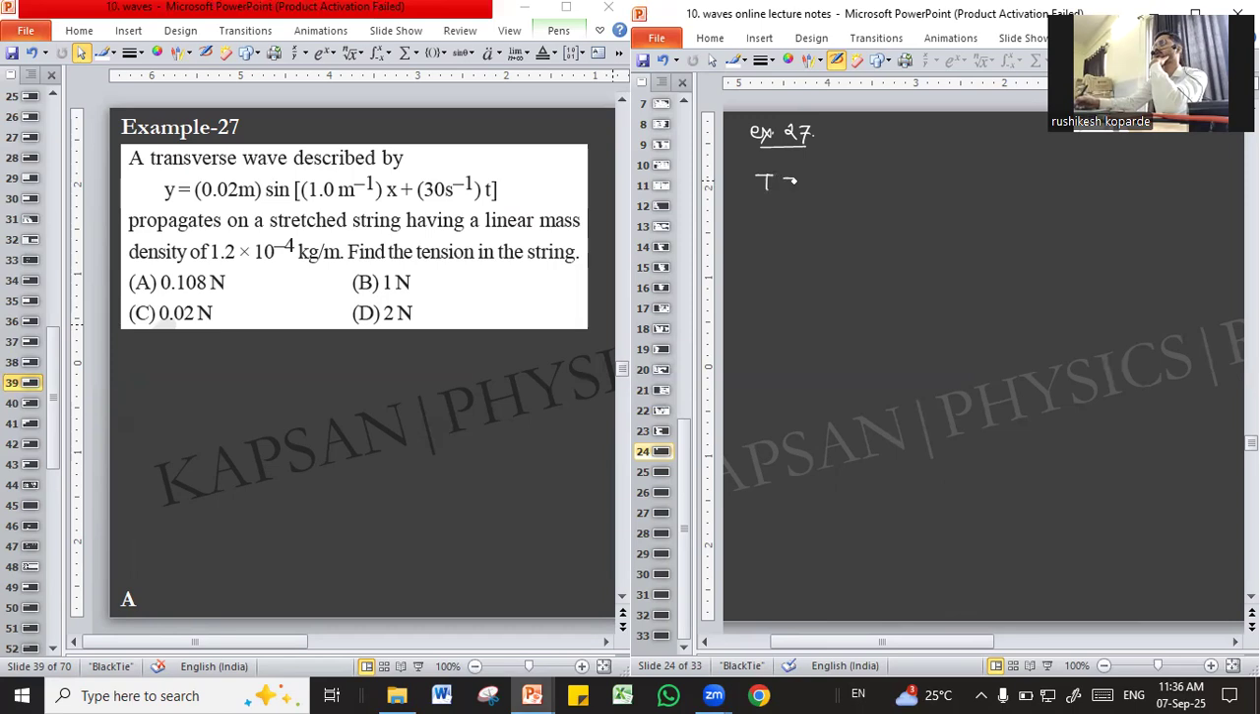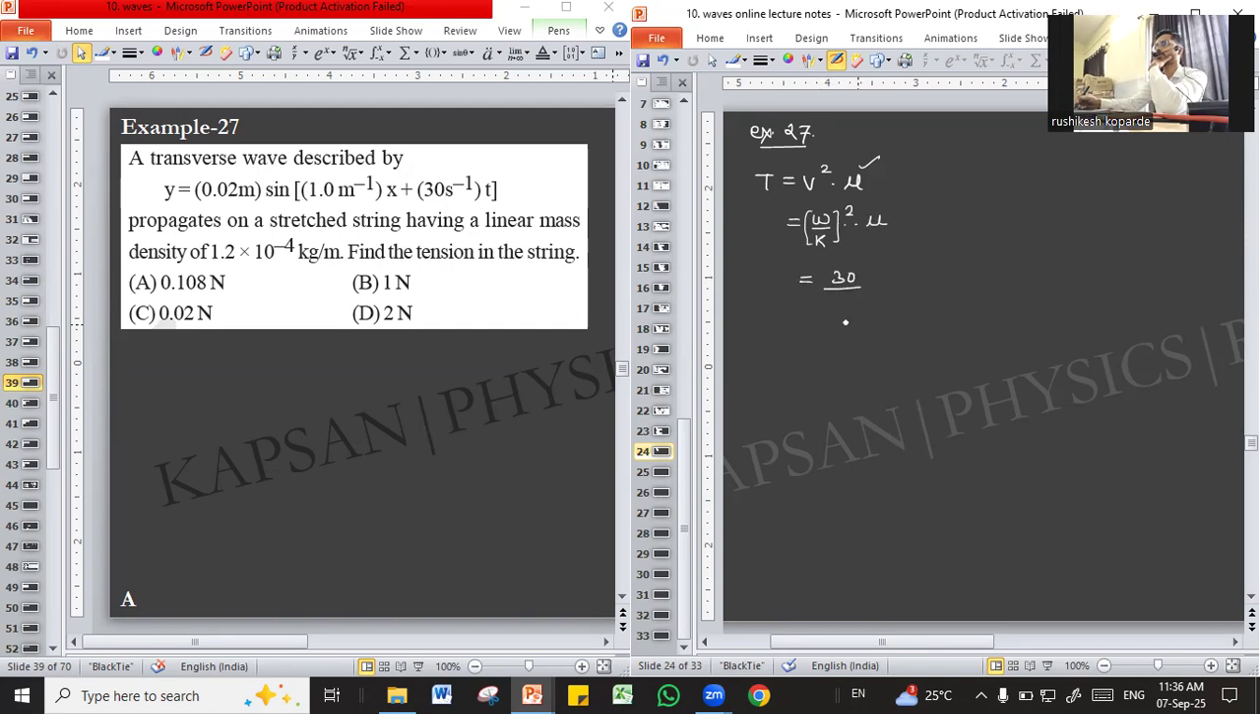So what is the formula for tension in the string? It will be v square mu. Yes or no? V is equal to under root T by mu, so T is equal to v square mu. How will you find out v? Mu is given. You need v. It is omega upon k, coefficient of t upon coefficient of x. Bracket square into mu. Now you can put the values.